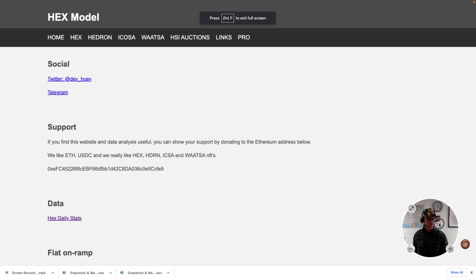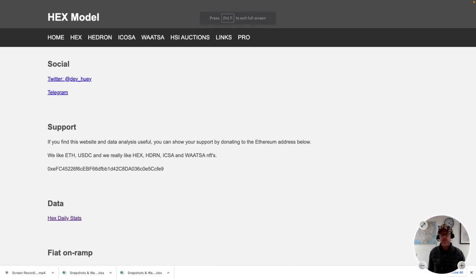One of our guys asked for a breakdown of the Hex Model website that Dev Huey maintains. He built it and maintained it. I've had a lot of conversations with Dev Huey, and when I ask him questions, he says, "Go to Hex Model. It's right there." I'm like, okay. So there's a ton of information on this site.